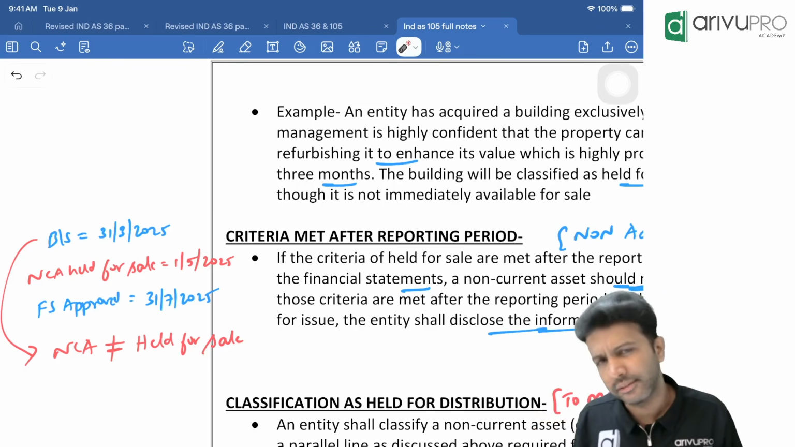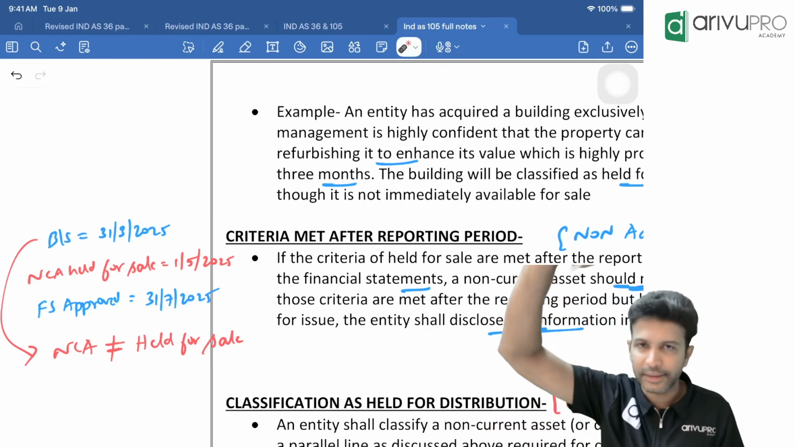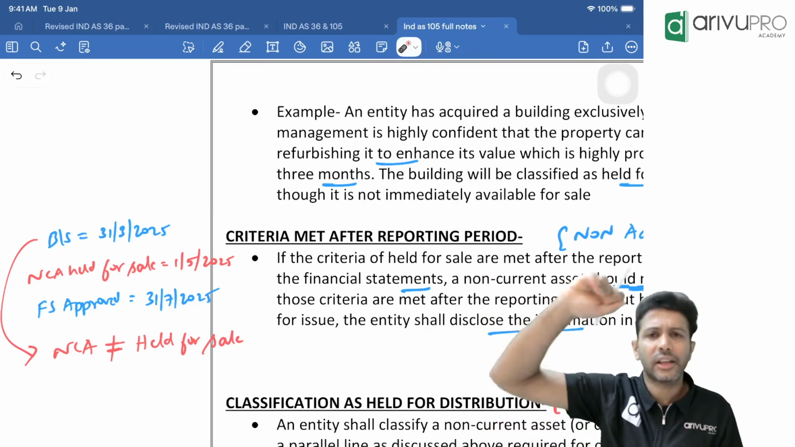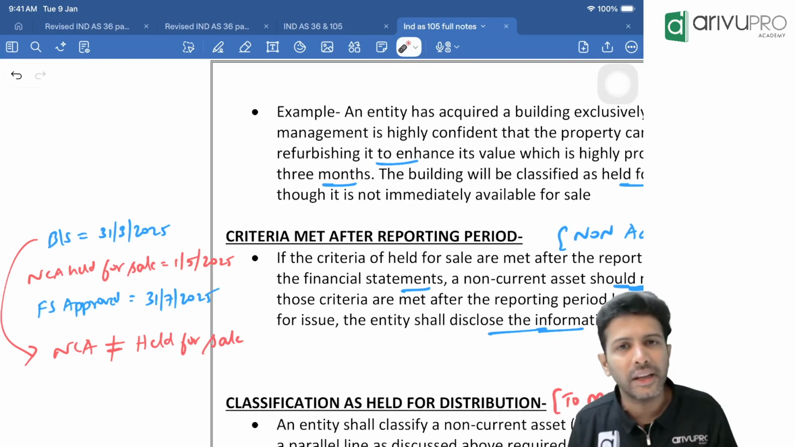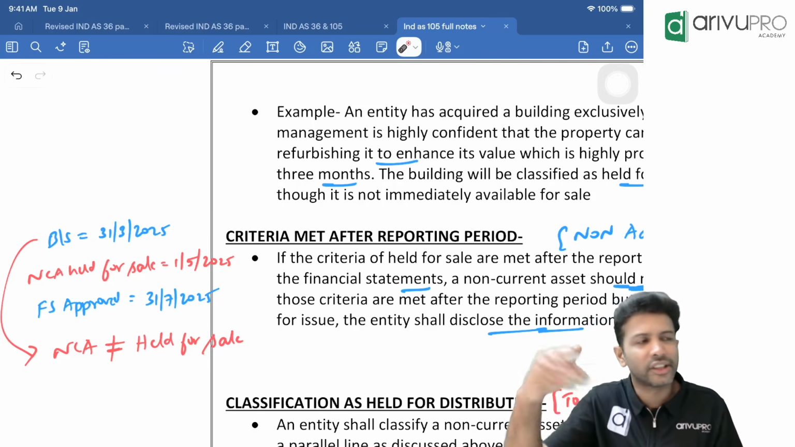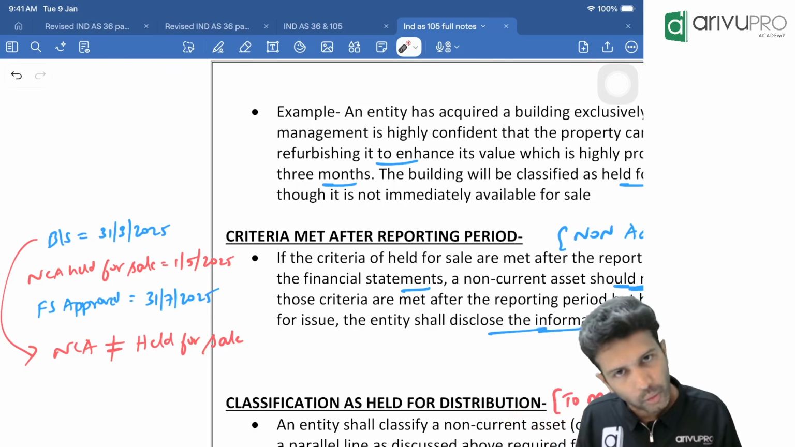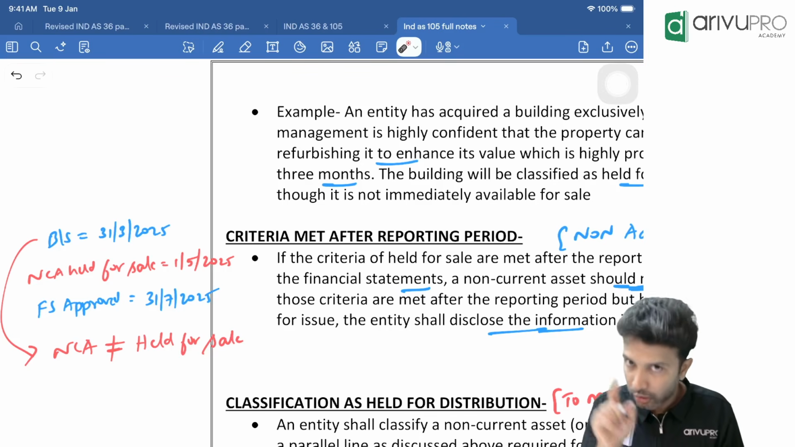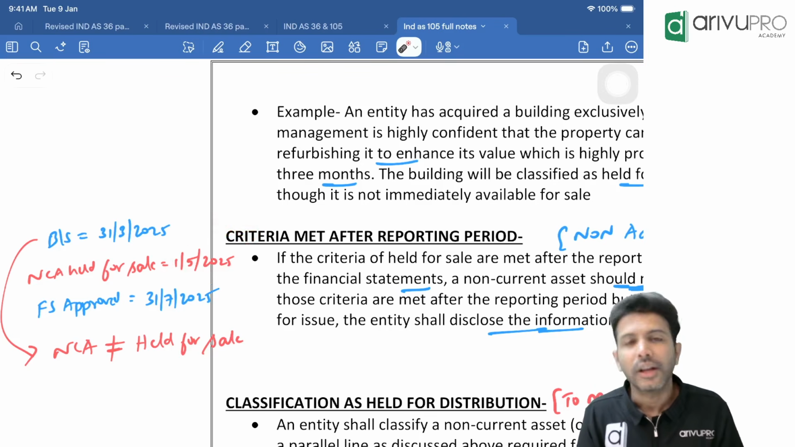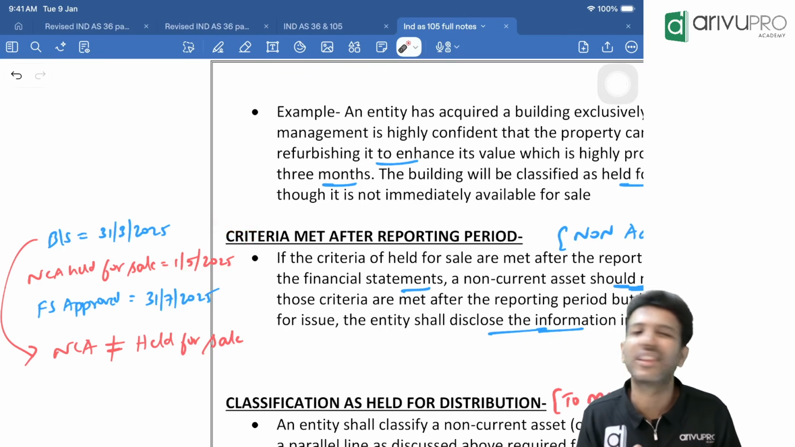Company has a building. Since many years, they're holding the building. Company is owning a building since many years. Let's say since the last 5 years, the company has this building and they've been using it for their business purpose. Okay. Now on 1st May 2025, the company has decided to sell this building.